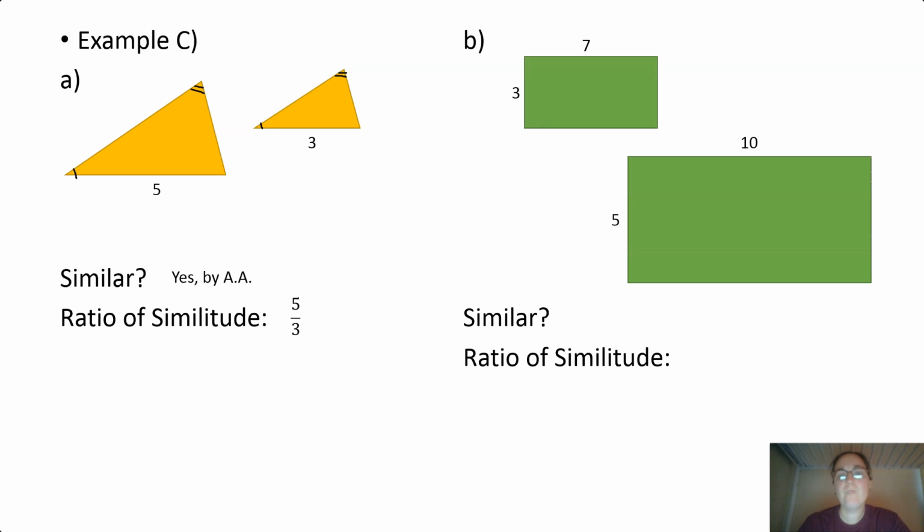Okay? Now let's look at these two rectangles. Are they similar? Well, they're both rectangles, and we know rectangles have all four angles that are equal to each other because they're all 90 degrees.